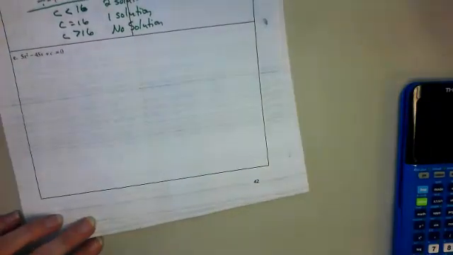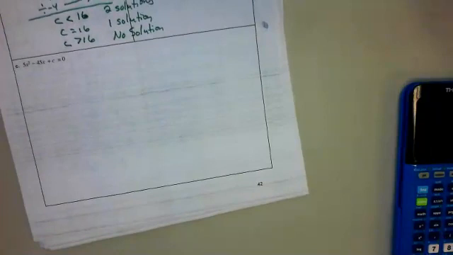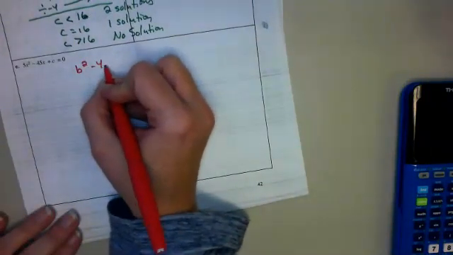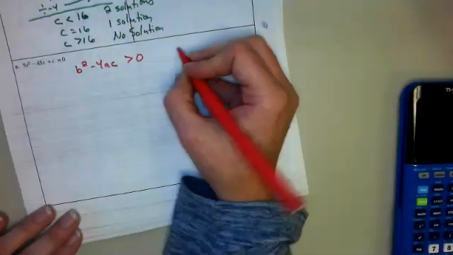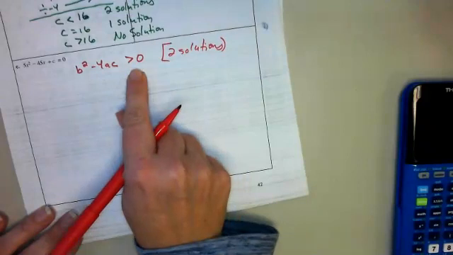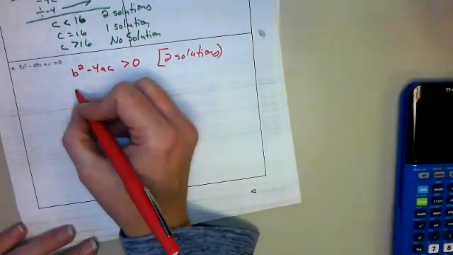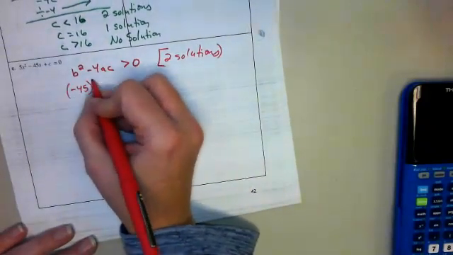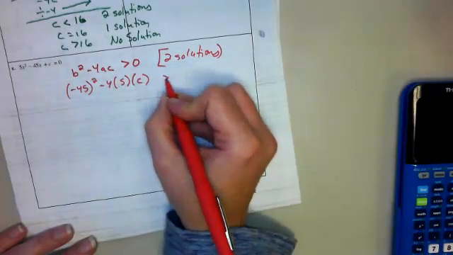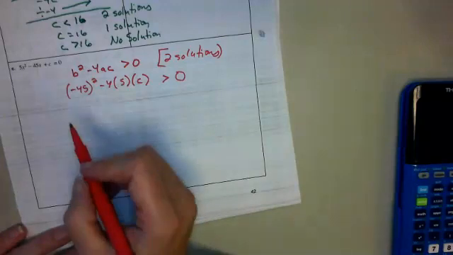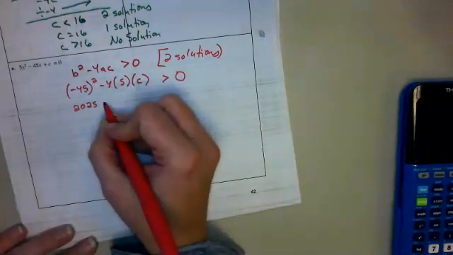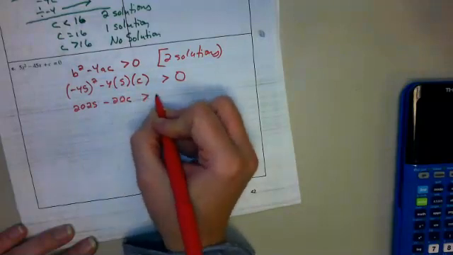I'm going to switch colors, change things up a little bit. We've got 5x squared minus 45x plus c equals 0. Again, we want b squared minus 4 times a times c to be greater than 0, and that will give us 2 solutions. Because we want a positive, that gives us 2 solutions. So I'm going to do negative 45 squared minus 4 times 5 times c is greater than 0. Now negative 45 squared should be 2025 minus 20c is greater than 0.